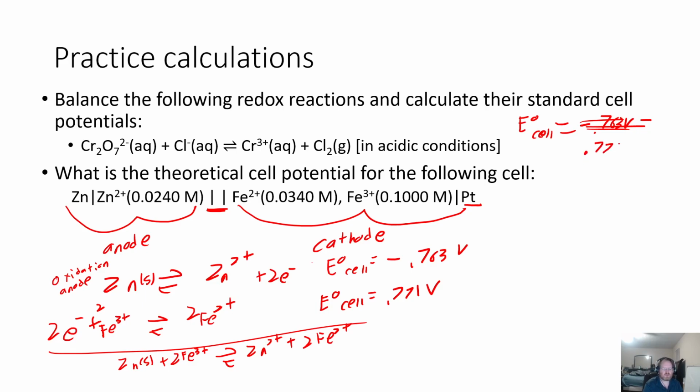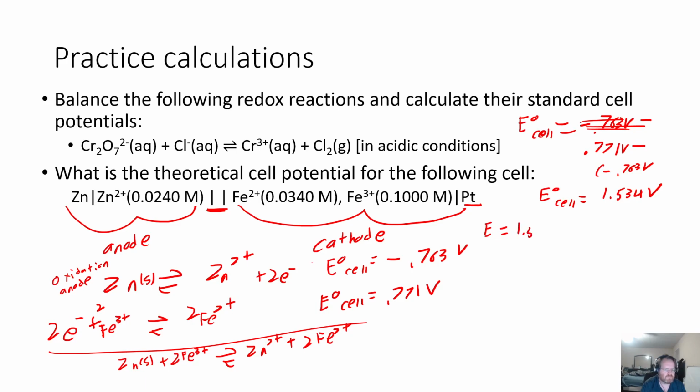So I knew what I thought my answer was, and that didn't feel right. So we have 0.771 volts for the cathode. And then for the anode, we have minus a negative 0.763 volts. So we have an E0 cell equal to, let's combine these two, 1.534 volts. Now I have E0 cell, and so now we need to adjust it using the Nernst equation.